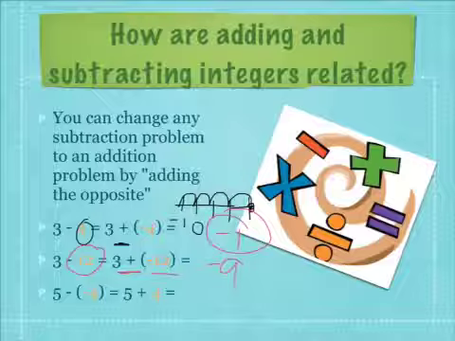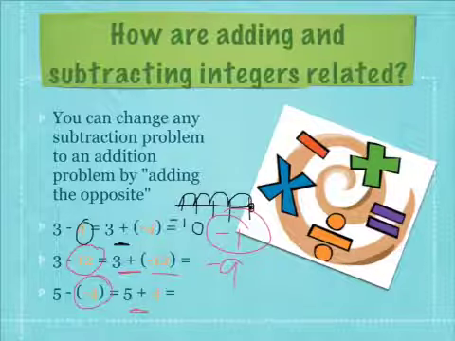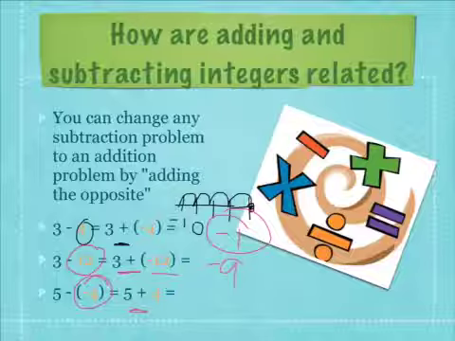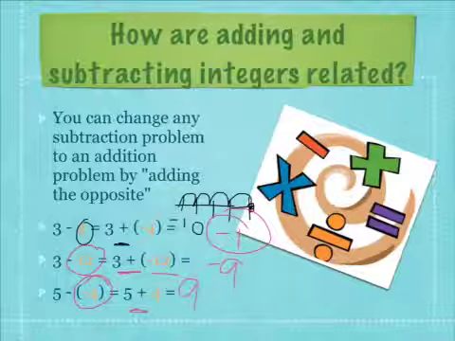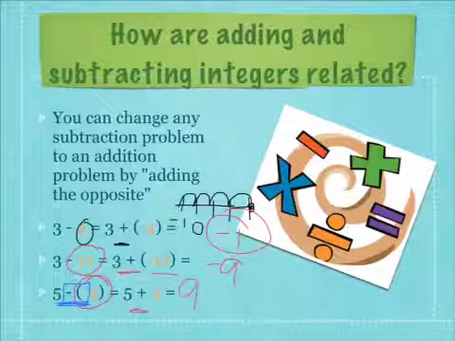For the last one, it is 5 minus negative 4. Change it to an addition problem. Take the opposite of this number. The opposite of negative 4 is positive 4. So 5 plus 4 equals 9. This example also shows you that two negatives here are always going to equal a positive.